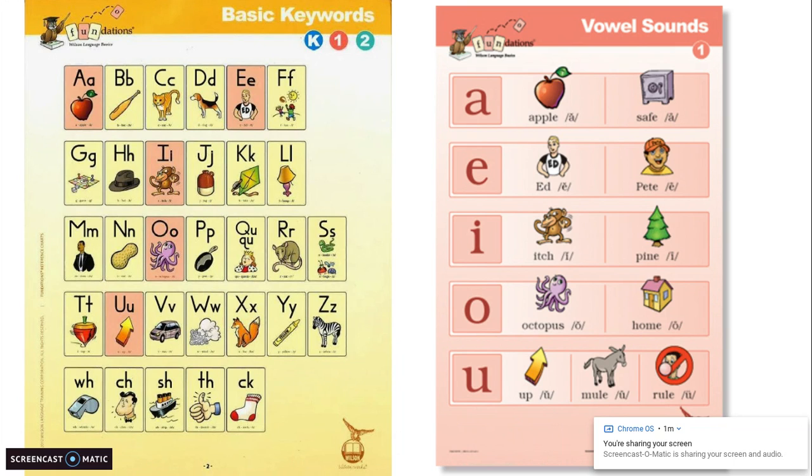Number 1, the sound is Z. Z. Remember, there is more than one way to make that sound. Include both ways if you remember. Number 2, the sound is A. A.